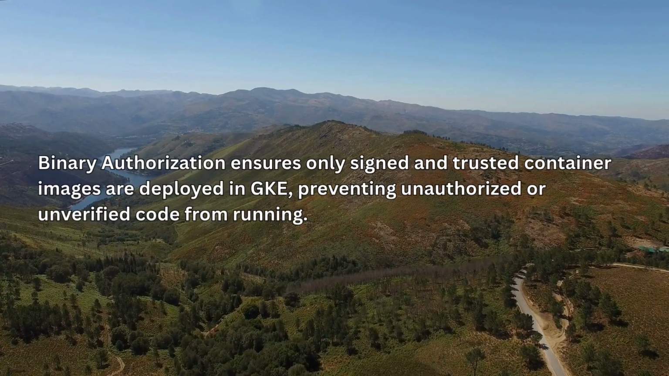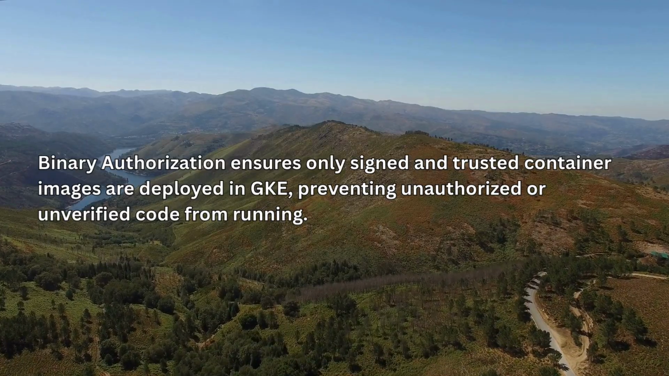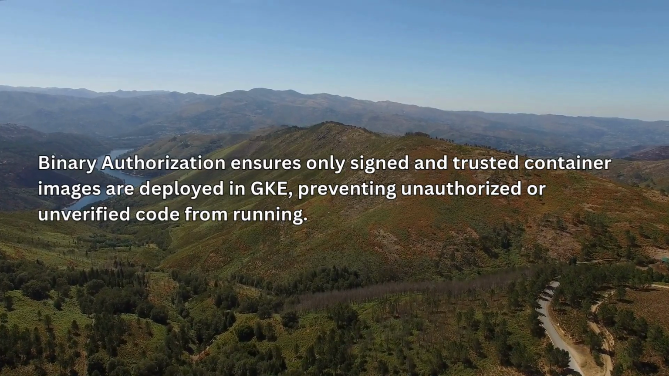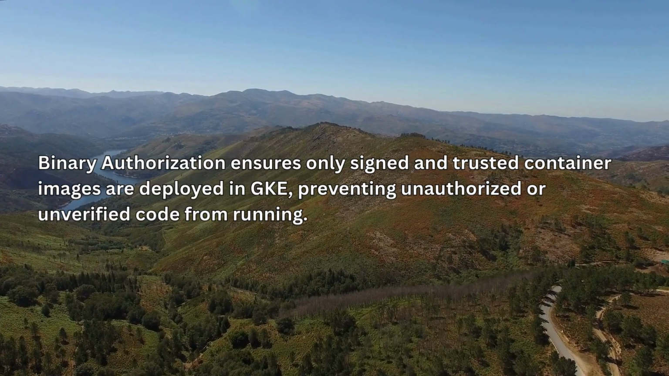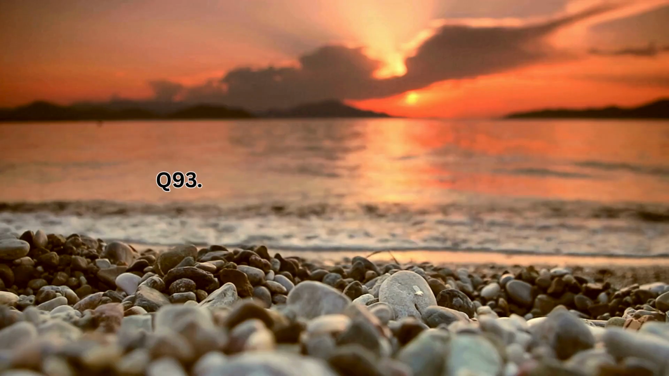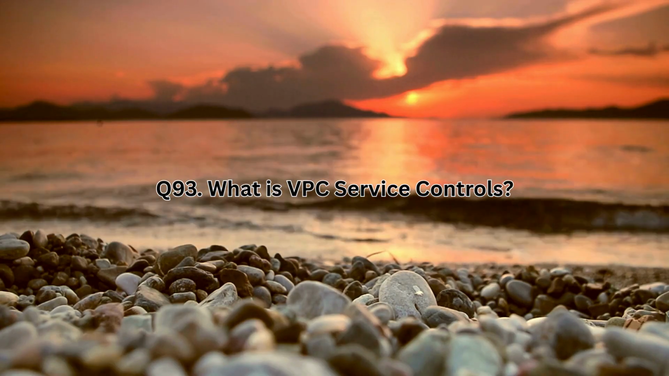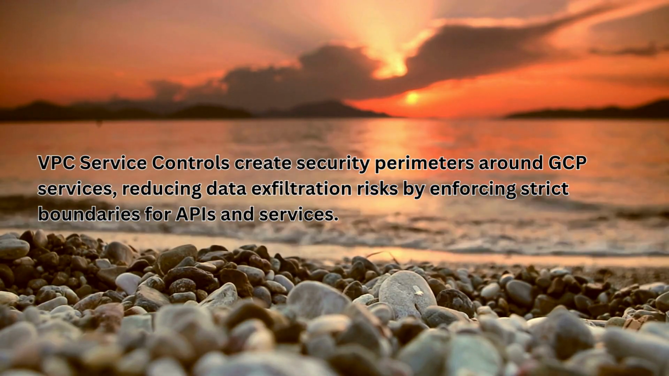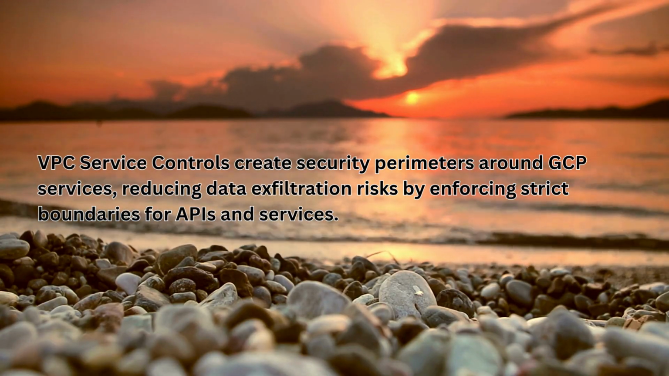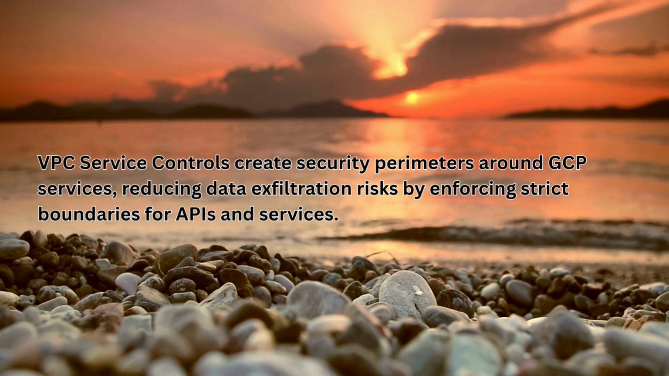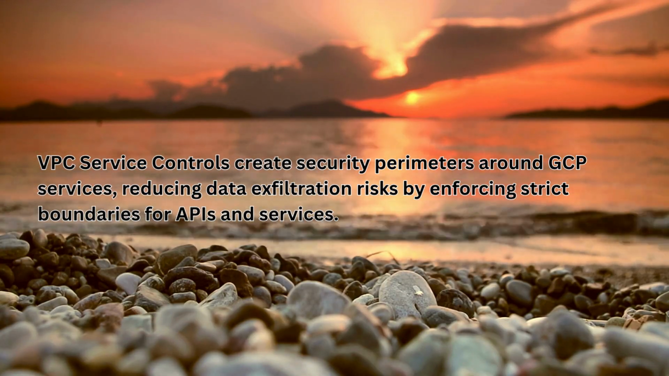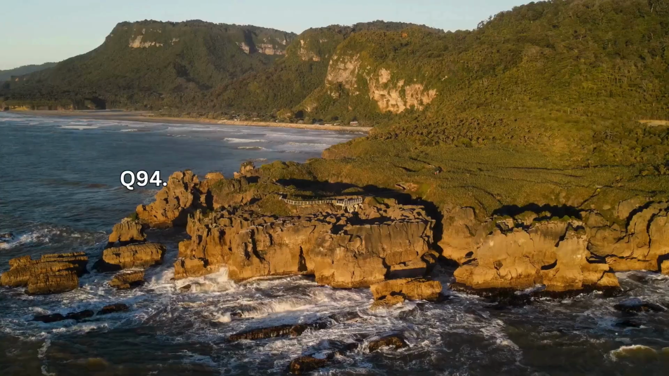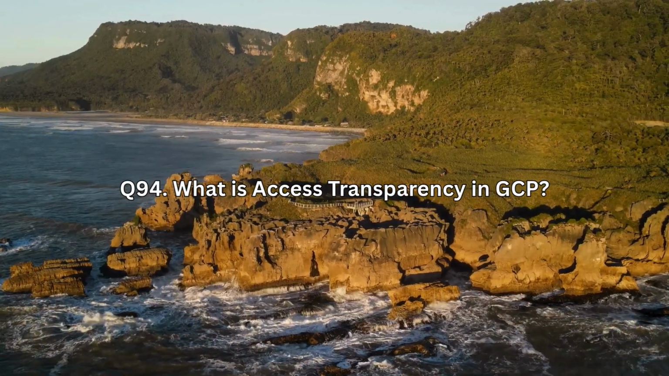What is Binary Authorization? Binary Authorization ensures only signed and trusted container images are deployed in GKE, preventing unauthorized or unverified code from running. What is VPC Service Controls? VPC Service Controls create security perimeters around GCP services, reducing data exfiltration risks by enforcing strict boundaries for APIs and services.